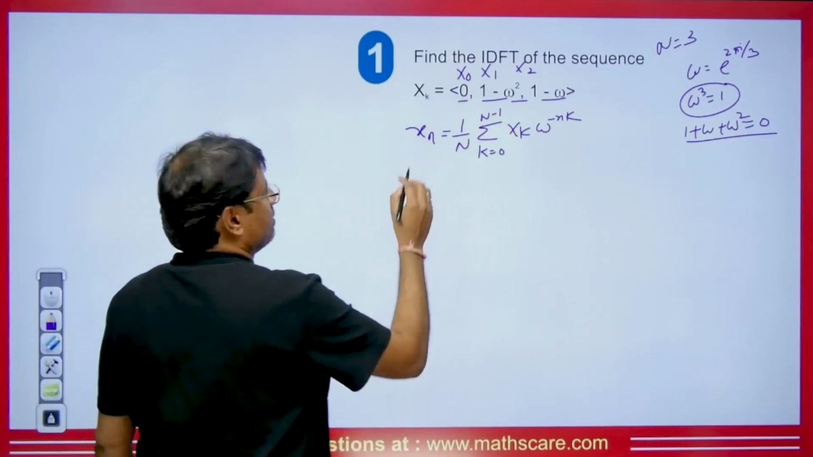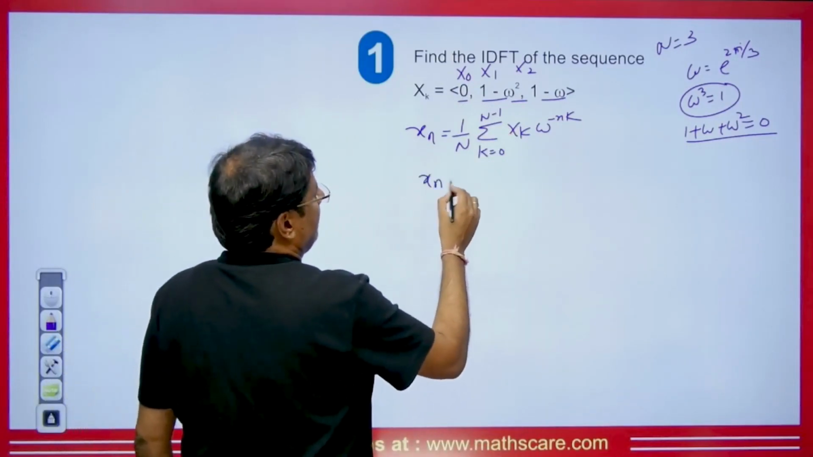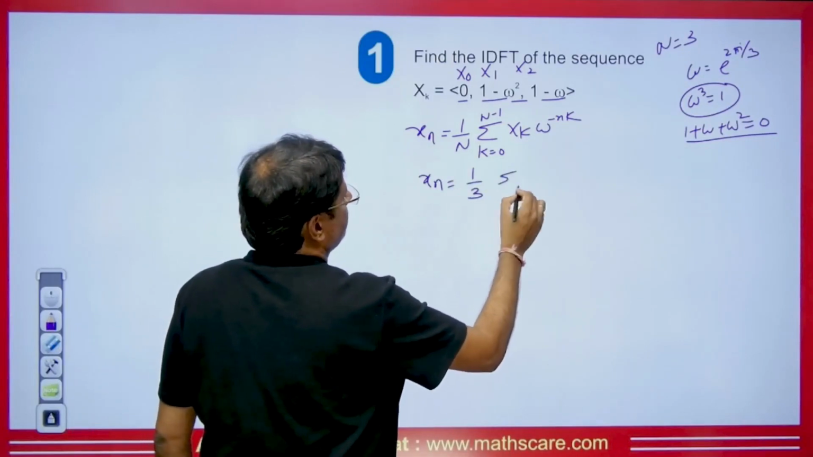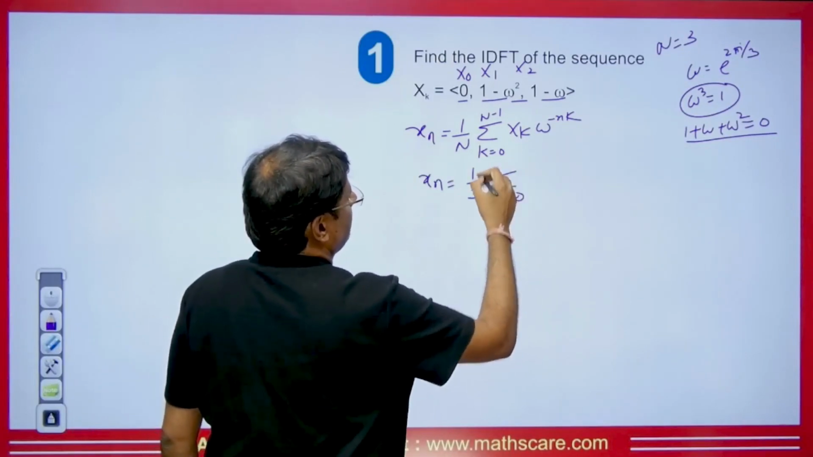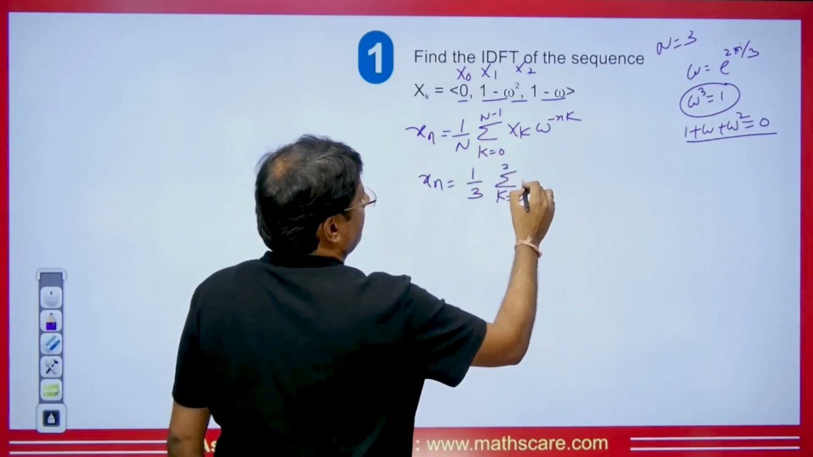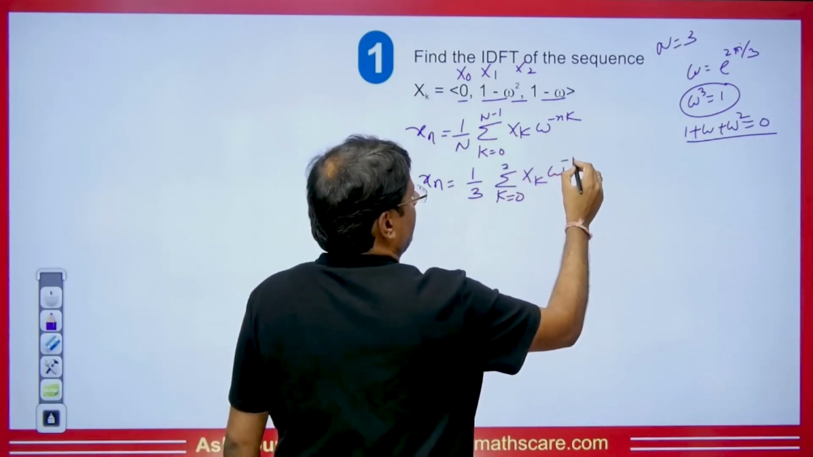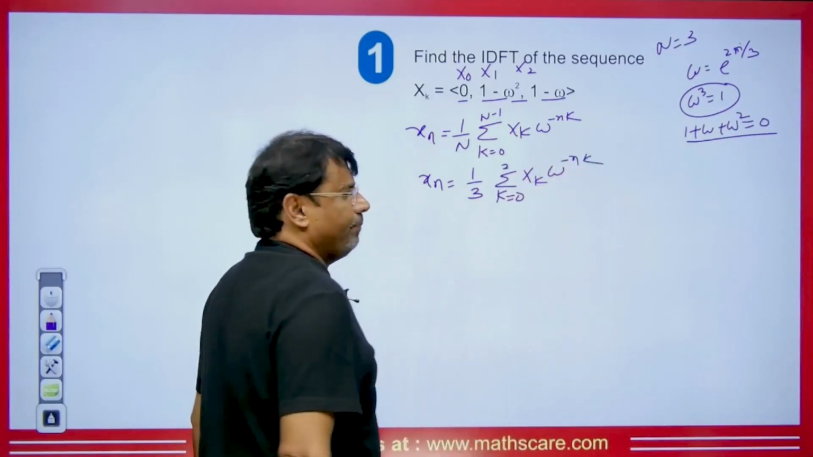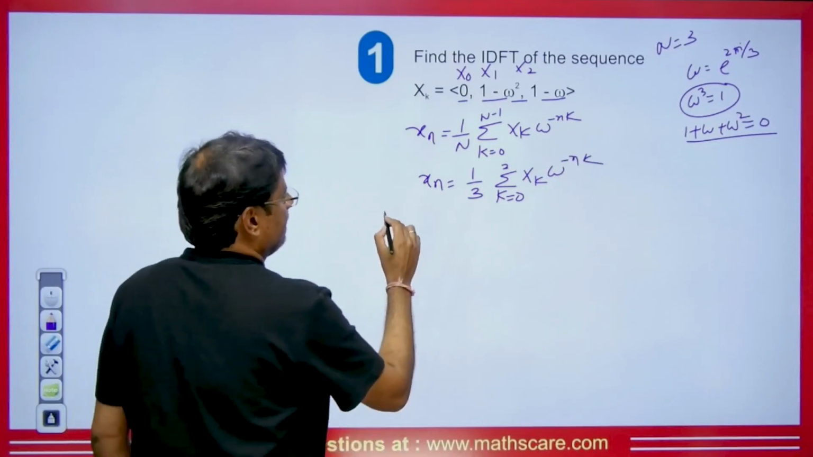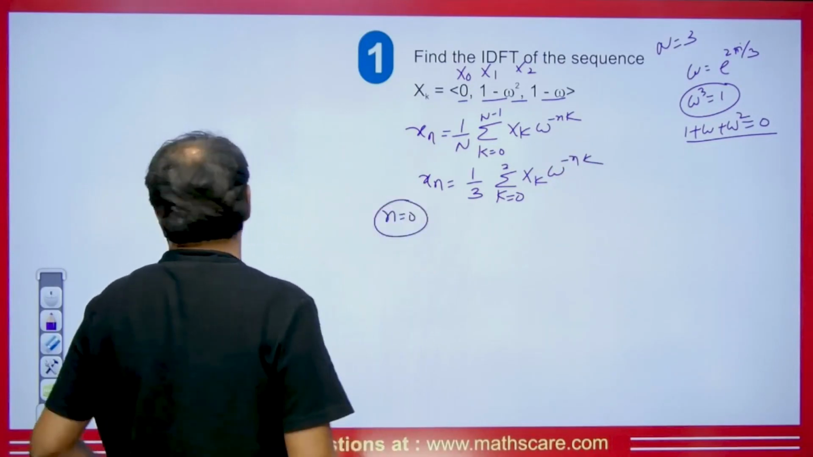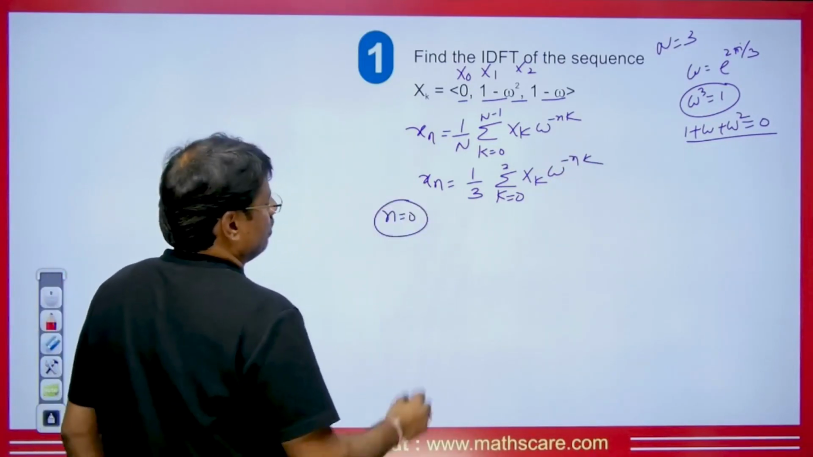We need to find the corresponding small x0, small x1 and small x2. What should we do? First, we will put the values. So it will be xn is equal to 1 upon 3, and here summation k is equal to 0 to 2, this will be capital Xk, and omega will remain here. So we will solve omega later. It will be minus nk. Is it clear? Now what do we do? First, we will put 0 in place of n.